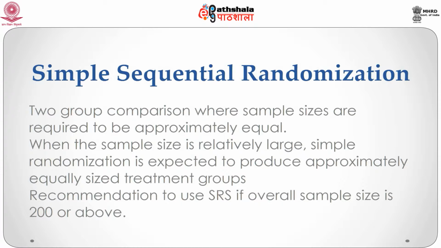We often have cases where it is necessary to use simple sequential randomization. A commonly encountered situation is a two-group comparison where the sample sizes are required to be approximately equal. So in this case, we are tossing a coin such that each participant has an equal probability to be allocated to either of the treatments. If the sample size is relatively large, we will expect to see approximately equal sized treatment groups. However, if the sample size is small, then this is not always guaranteed, and the general recommendation is to use such simple random sampling only if the overall sample size is large, such as above 200.